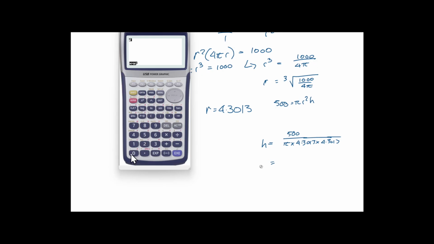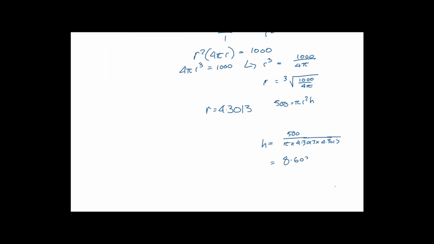Okay, so 500 divided by pi times the last answer squared, 8.6025 centimeters. Okay, so now we know what r is, we know what h is. Calculate the dimensions of the cylinder that would satisfy the conditions.